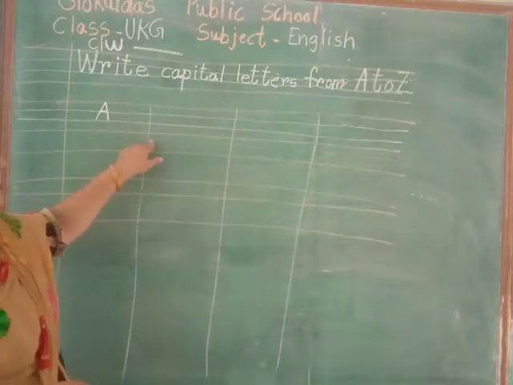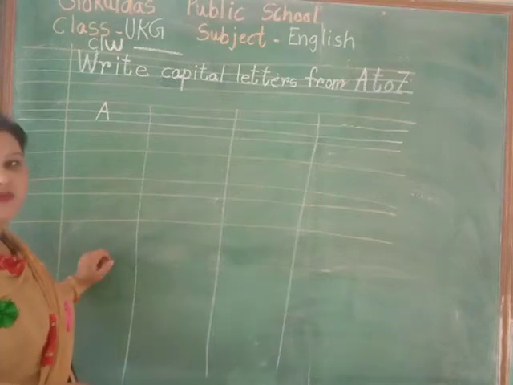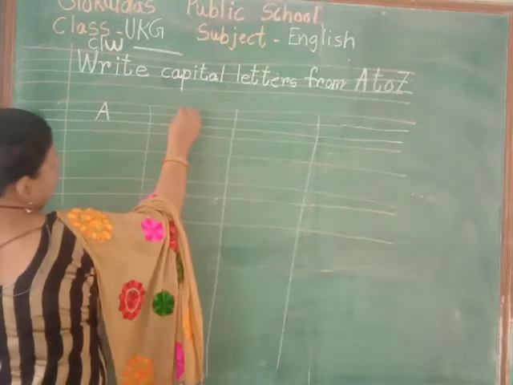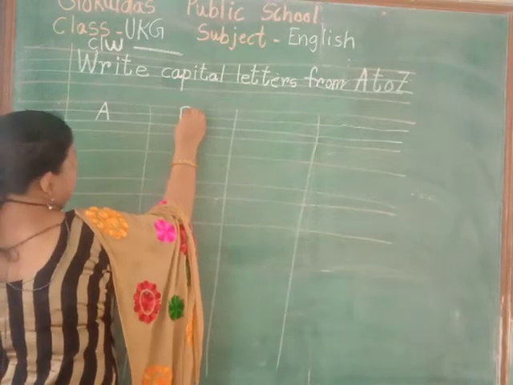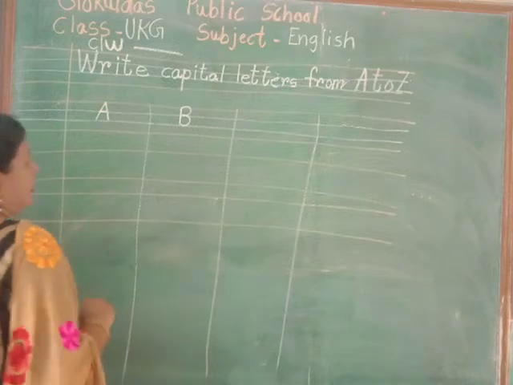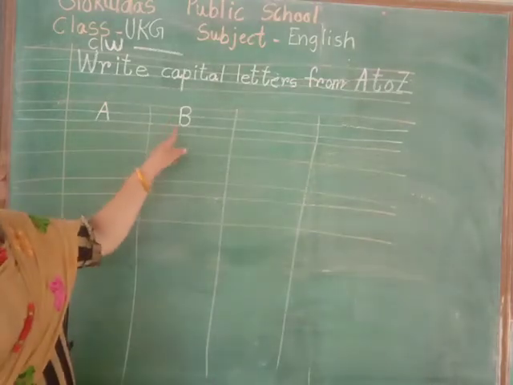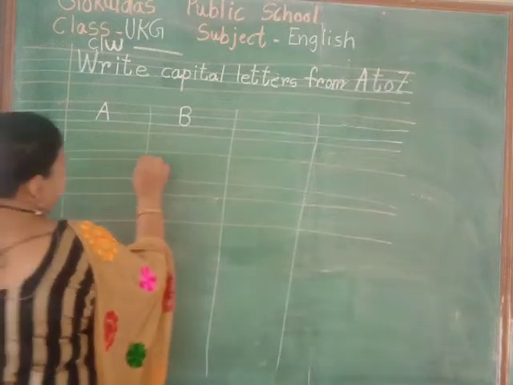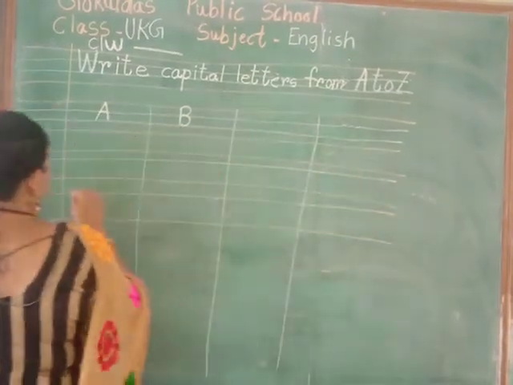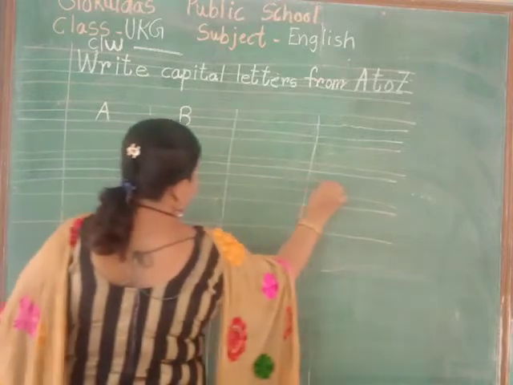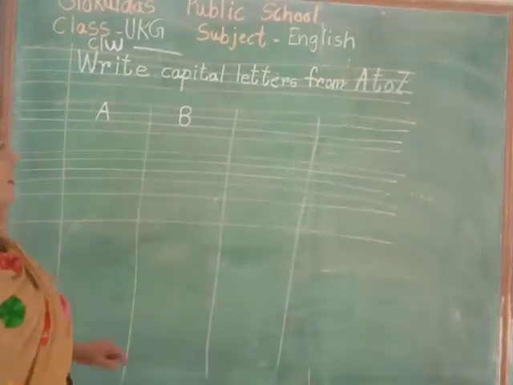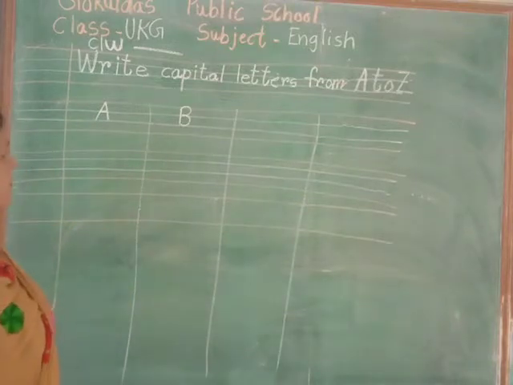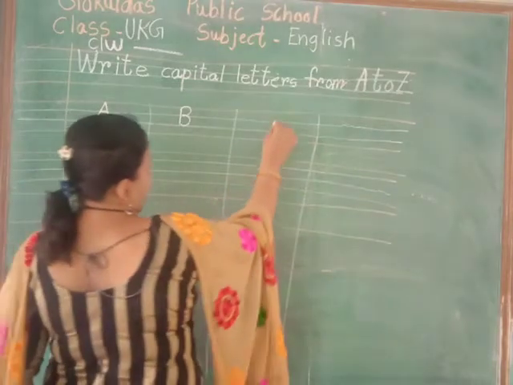Next, which letter will come after A? Write B. Write here B. Write in 3 lines. B. Don't go out of the line. Say and write. Done this? B. Then, which letter will come after B? C. Right here, C.